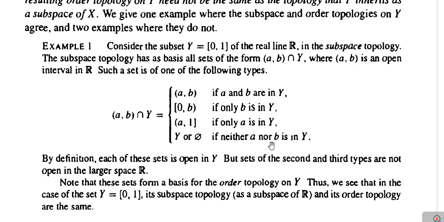Observe that if a and b both do not belong to Y, but they lie on the same side of Y, either to the left side of Y or to the right side of Y, then in that case the intersection of Y with the open interval a to b will be the empty set phi. And when a and b lie on opposite sides of Y, then in that case the intersection of Y with the open interval a to b will be equal to the complete subspace Y.